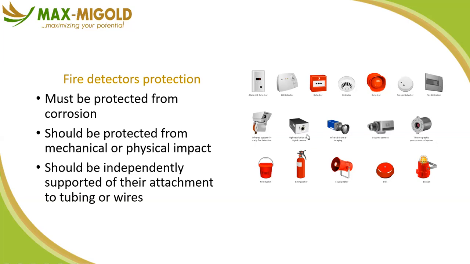For the fire detection system, basically the smoke detector, the alarm panel, and of course, all the ancillary components that are going to make this work, from the break glass to the bell to the alarm sounder, and of course, master blaster and things like that. We need to ensure that they are protected from corrosion.